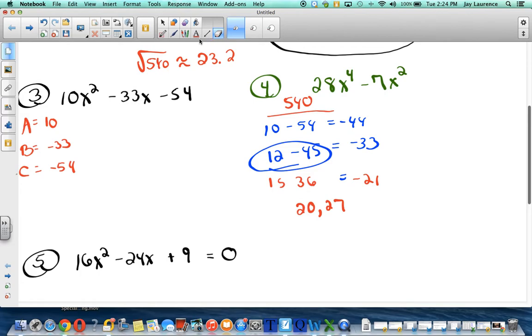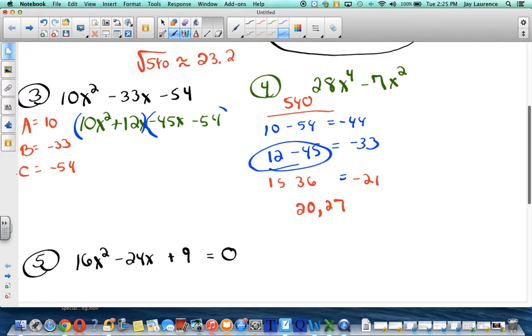So let's move on. Now it's time to rewrite my polynomial. Chris, you paying attention to this? I need 10x squared, and then I need a positive 12x and a negative 45x. I think I'm going to go with a positive 12x here, and a negative 45x there, and a minus 54. So now it's just like problem number 2, I'm going to group. Very important, grab that negative, grab it, and then put a plus between the quantities.